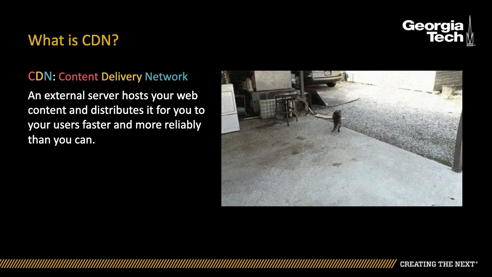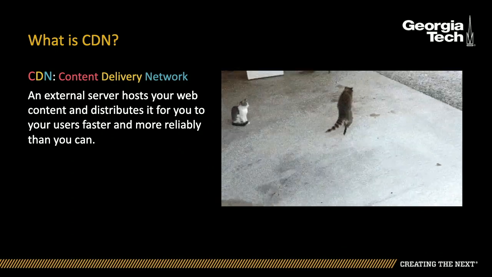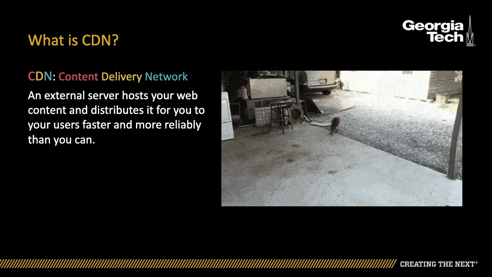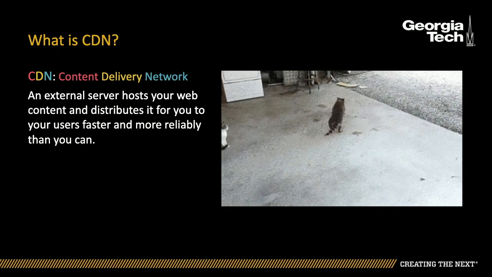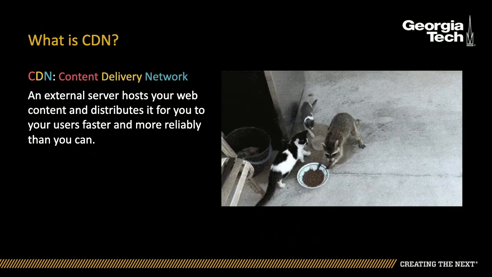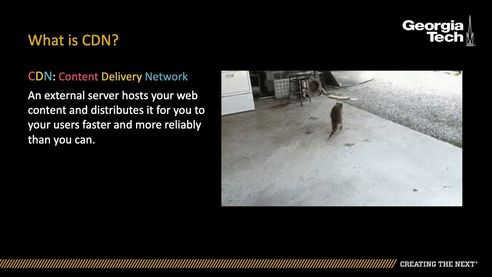Because again, our website is viewed by everyone around the world, so why should we make them come all the way to Atlanta to get their information? We could just put this on different hubs around the world, offload a lot of our website, a lot of our content, pictures, images, scripts, and then they can just get it from a closer hub.